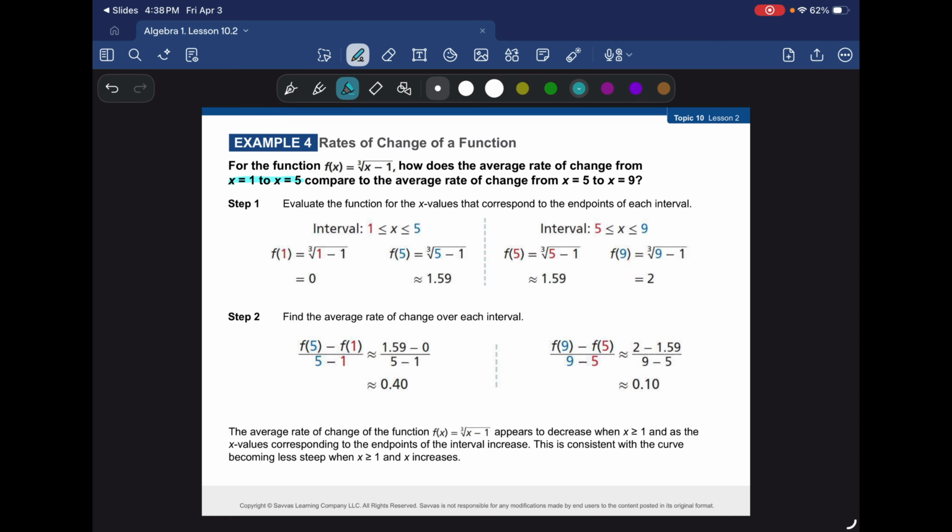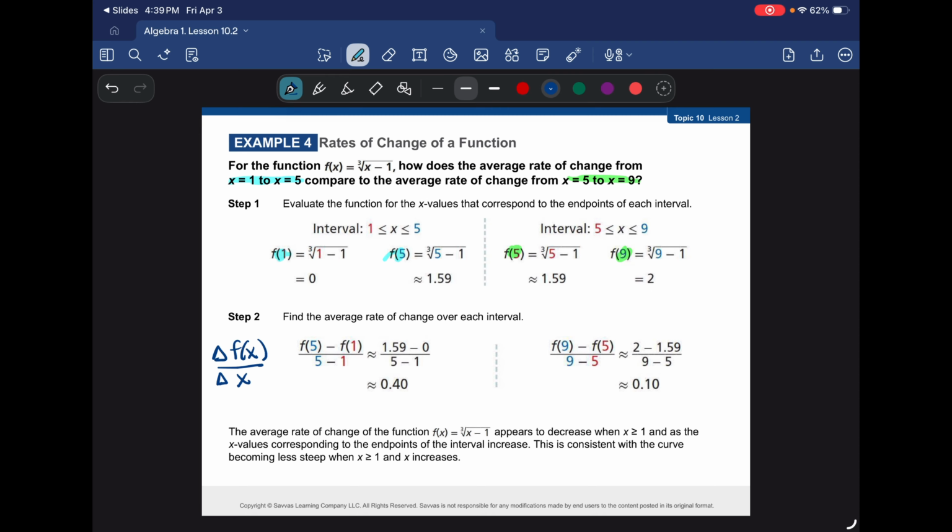And we have 2 intervals. We have our interval from 1 to 5, and we have our interval from 5 to 9. So again, we're going to just evaluate the endpoints, so f of 1 and f of 5, plug the input into the function rule, and we get our 2 different outputs for that interval. We could do the same for the second interval: evaluate f of 5, which we already have done, and evaluate f of 9, plug that input into the function rule, and we get our last output. And then remember, rate of change is the change in output over the change in input.